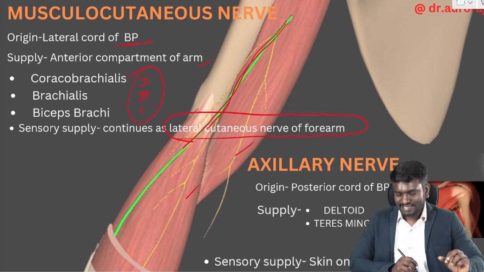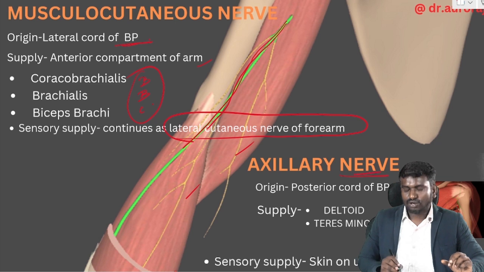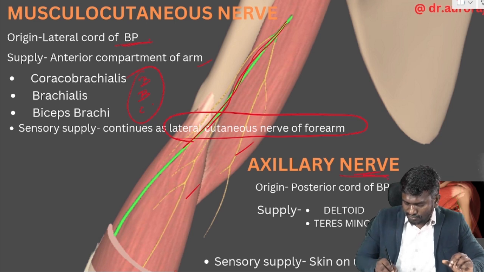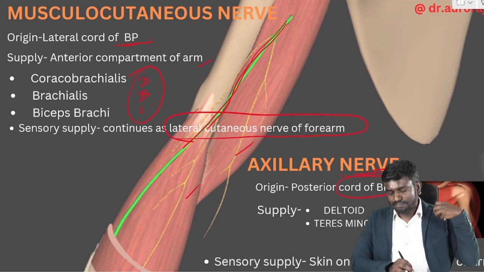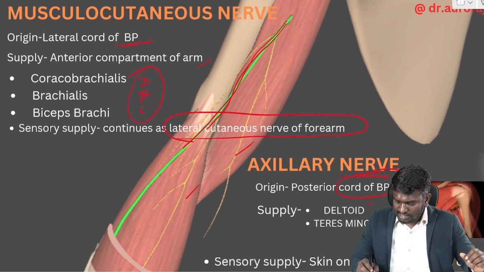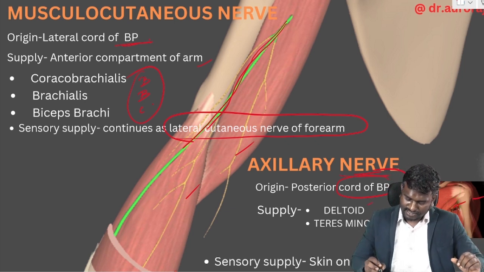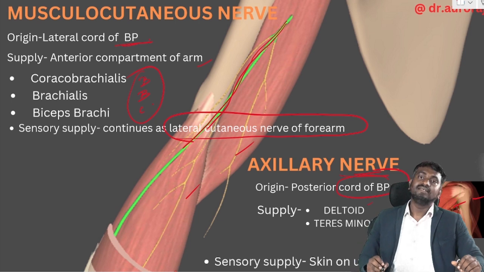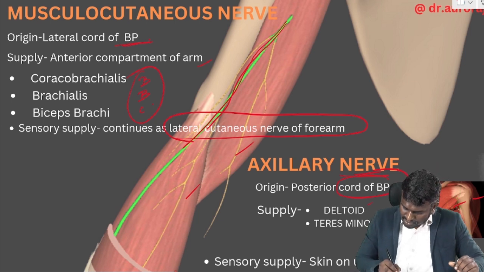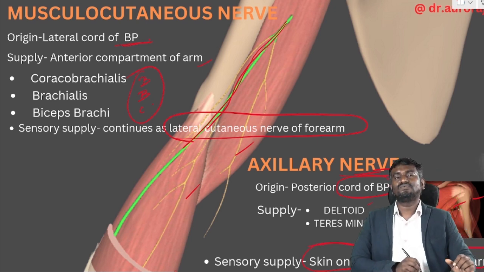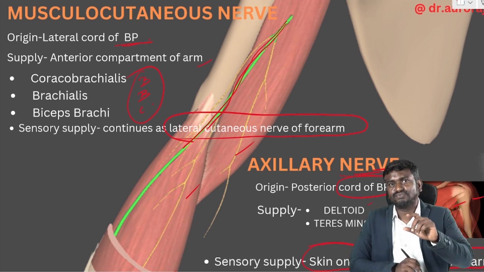Musculocutaneous nerve. Yes. Next, the axillary nerve. It originates from the posterior cord of the brachial plexus. It supplies the deltoid muscle and the teres minor. Yes, deltoid and teres minor. Sensory supply goes to the skin of the upper lateral side of the arm.